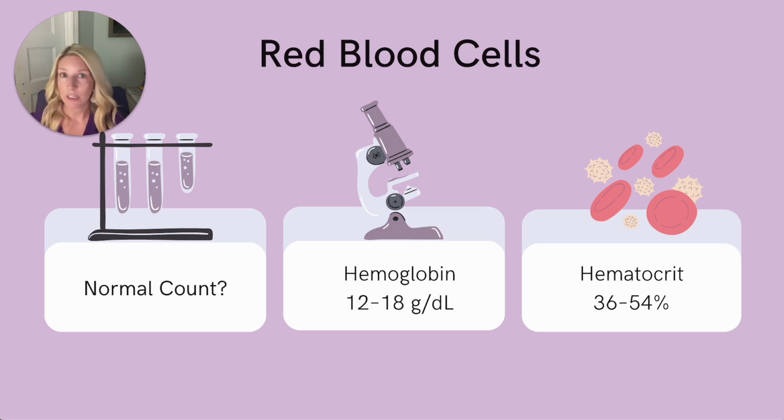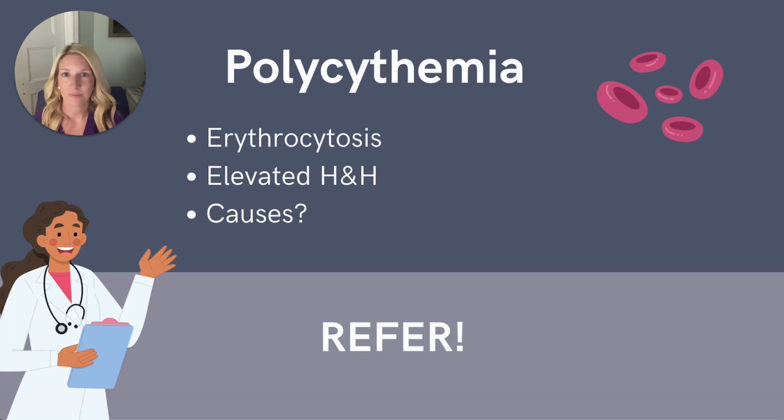When the hemoglobin and hematocrit are low, we are most likely dealing with some type of anemia, right? But what if they're high? What are y'all thinking about then? Definitely polycythemia, also known as erythrocytosis. Y'all have got it. What are some causes of polycythemia?